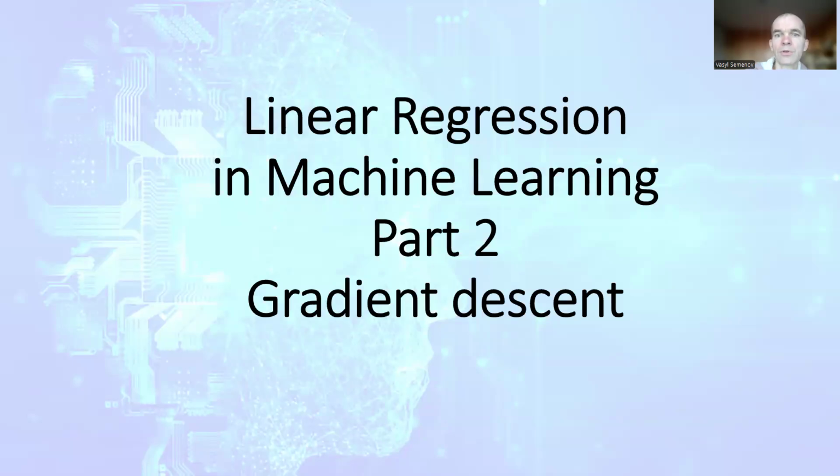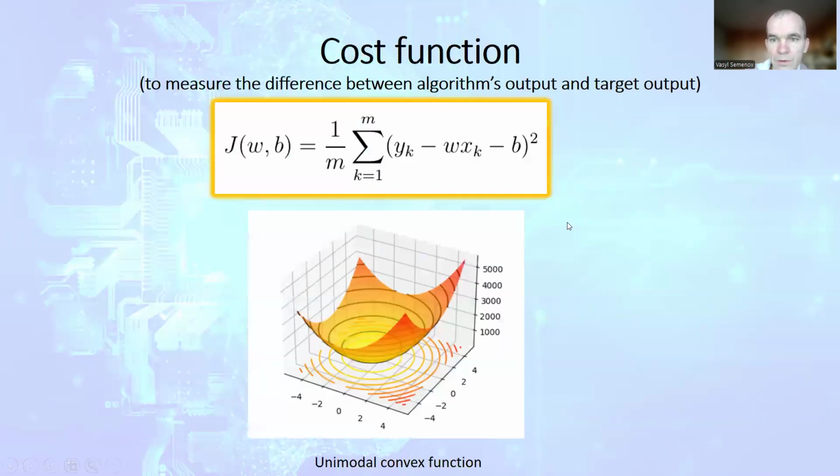Linear regression in machine learning, part 2, gradient descent. We are considering the problem of linear regression to approximate the target values y with the help of features x. We are approximating y as wx plus b. The goal is to find the parameters w, which is slope, and b, which is intercept.